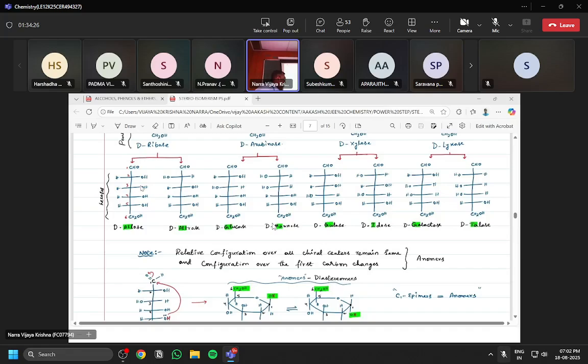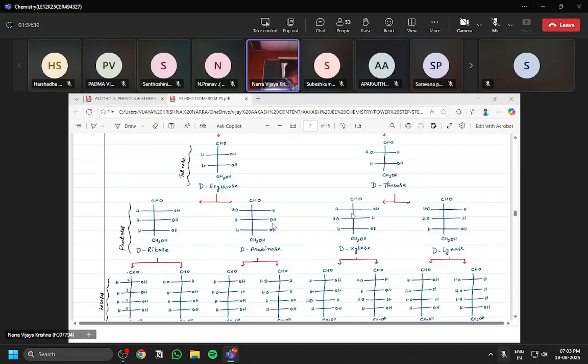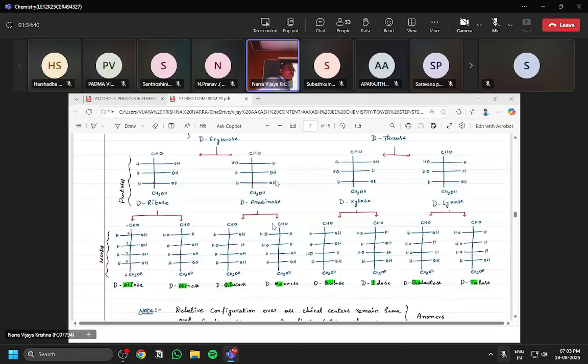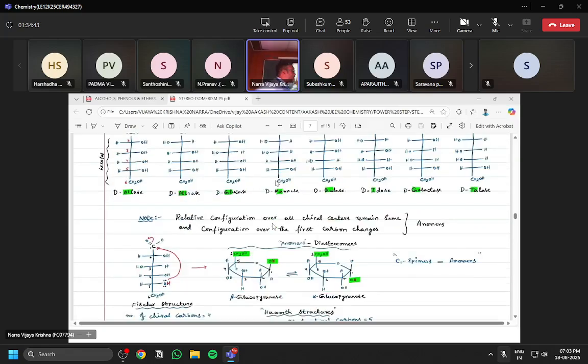Allose, altrose, glucose, mannose, gulose, idose, galactose, talose. All these are obtained from D-glyceraldehyde. Same way from L-glyceraldehyde also we can create another 8. We stopped at 6. Same way with 7, heptoses, octoses, we can create or not. So all those are carbohydrates. Our study is restricted to hexoses. We are studying mostly 6-membered chains, hexoses. Clear?